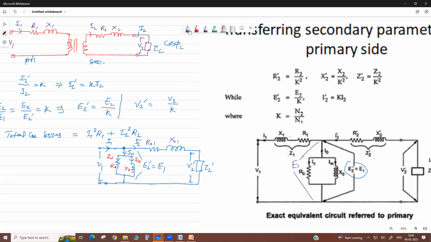Please take it seriously, there is a numerical asked on this. Now this represents the total impedance as referred to primary side. This is the total internal impedance of your transformer. Now the drop in this impedance. If there is no load, then the terminal voltage equals your induced voltage. Here E1 means V1. Correct.